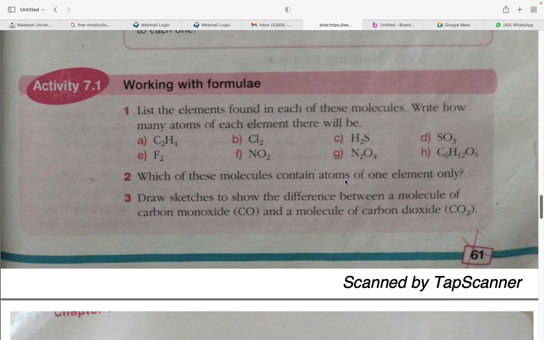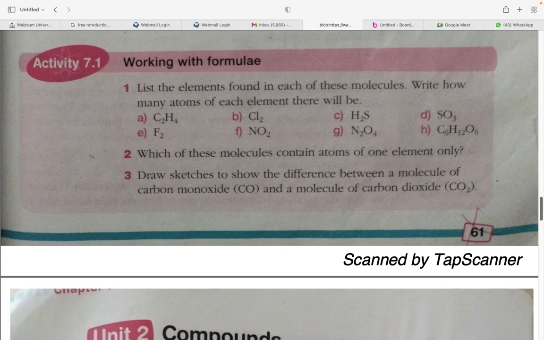Which of these molecules contains atoms of one element only? Fluorine, this one. These are 2 atoms, but it's one element: fluorine and chlorine. Draw sketches to show the difference between a molecule of carbon monoxide and a molecule of carbon dioxide. Carbon monoxide is just C=O, a double bond. This one is C=O double bond on one side, C=O double bond on the other side, like we've done before. So these are some questions for you.